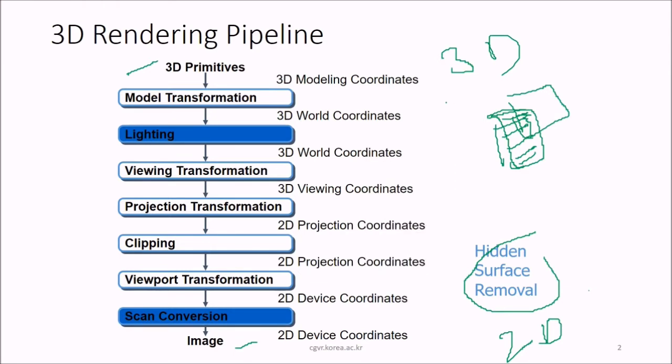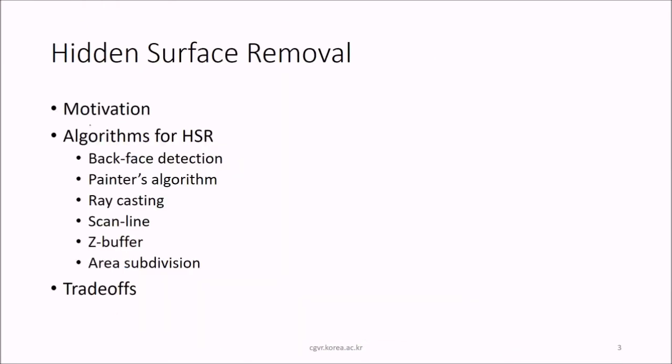So the main thing is hidden surface removal, and in this we'll see the motivation. There are various algorithms like back face detection, paint test algorithm, ray casting, scanline, Z buffer, area subdivision. We'll see the trade-offs also.